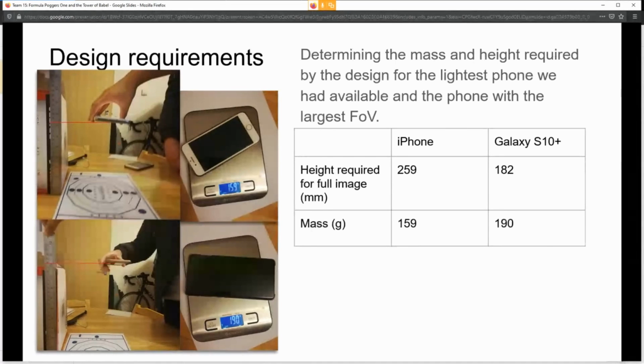So obviously the structure would be adapted to that. Yeah, it would be smaller. And then we had the Galaxy S10, and we figured that the height required for that was actually a lot smaller and the weight difference wasn't that big. We tested a few other phones, but the gains we got weren't as good.